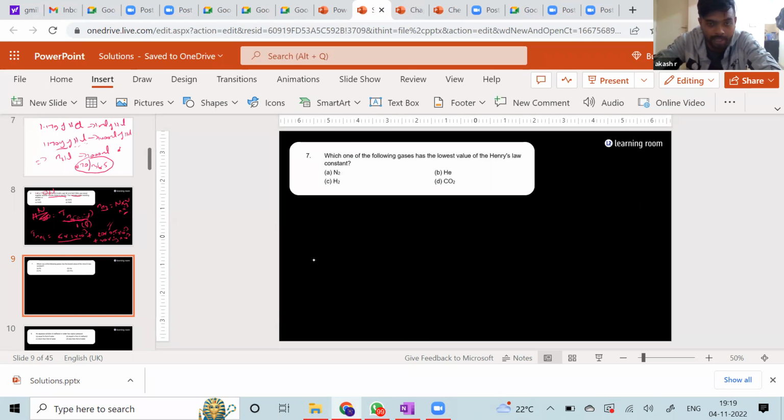Next. Which of the following has the lowest value of Henry's constant? Now Henry's constant, KH, is directly proportional to the molecular mass. This is what we need to understand. Henry's constant is directly proportional to the molecular mass, right? So obviously the gas with the lowest molecular mass will have the lowest value. Helium only will have.